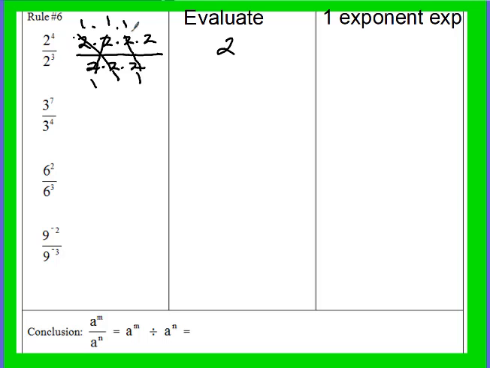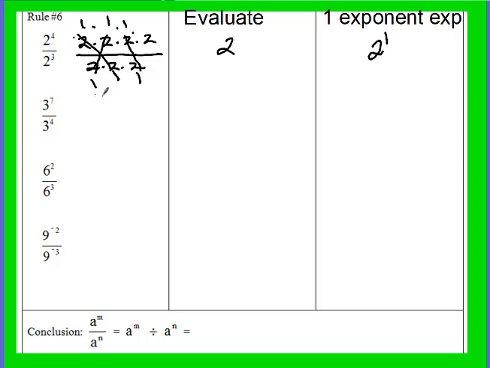So now if I take my top numbers and multiply them together, 1 times 1 times 1 times 2, I get 2, and 1 times 1 times 1 is 1, so 2 divided by 1 is 2. So what would my one exponent expression be for a 2? 2 to the 1st power. Now what about this one right here?